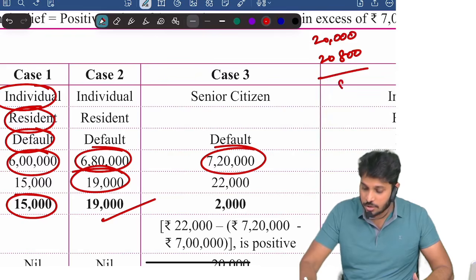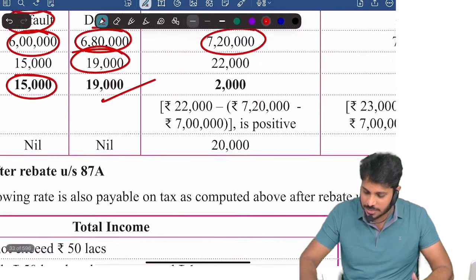20,800. Now relief is how much? 800. So 800 you remove. So balance tax is how much? 20,000 plus 4%. Correct?